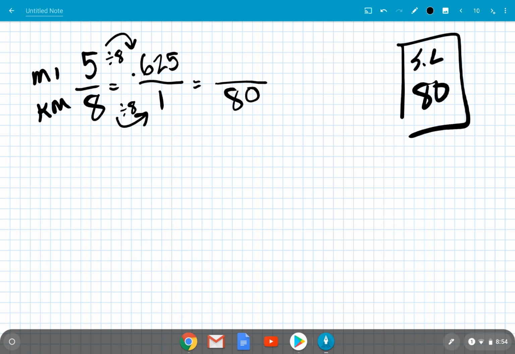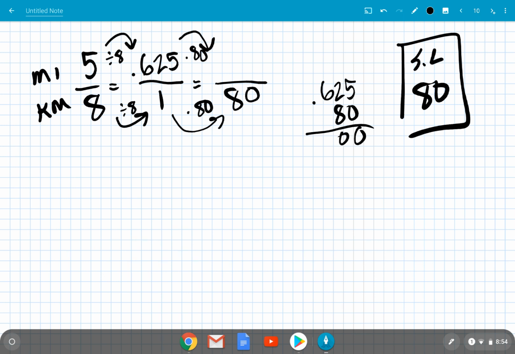80 kilometers. So I just have to multiply by 80. And if I multiply that term by 80, I've got to multiply the top term by 80. So I just have to do side work. 0.625 times 80. That's a nothing and a nothing and a nothing. And as I placeholder, 8 and 5 is 40. 8 and 2 is 16. And 4 more is 20. And then this is going to be 6 and 8, which is 48. And 2 more is going to be 50.